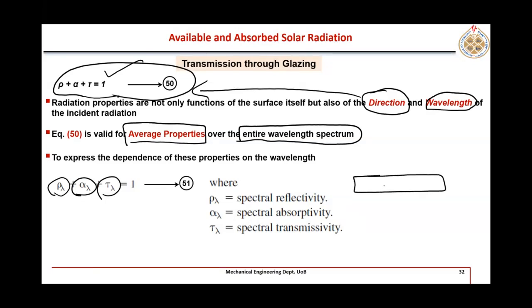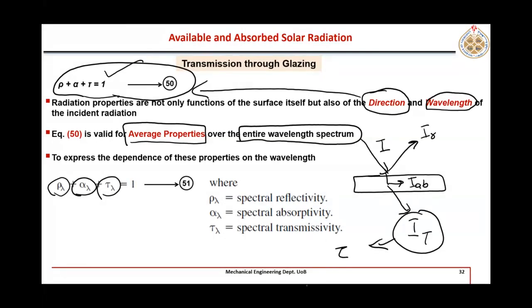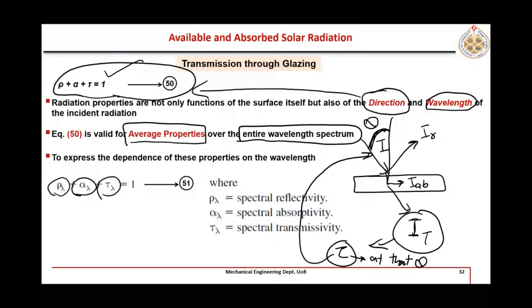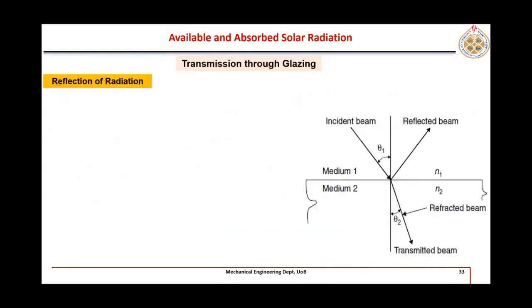Because we are interested in how much of that incident radiation I is reflected, how much of it is absorbed, and how much of it is transmitted. So transmitted, we can find out if I know tau, the transmittance of that glass cover. And this tau is a function of the angle at which this radiation is falling. So I need to know what is tau at that theta. Then I will multiply this tau with this I to find out this I which is transmitted. Okay, so now we'll see some more equations to find out these transmittance, absorptance, and reflectance.